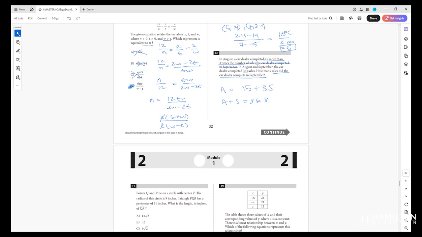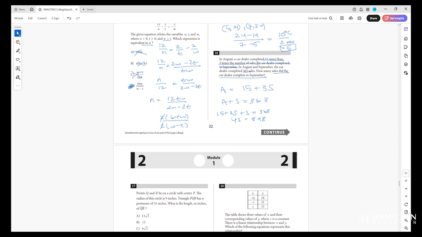Okay, so this time I want to get rid of the a variable. So I'm going to substitute 15 plus 3s into the bottom equation. So 15 plus 3 times s plus s is equal to 363. Combine the s's, then also combine like terms. So we get 4s is equal to 363 minus 15, which is going to be 348.